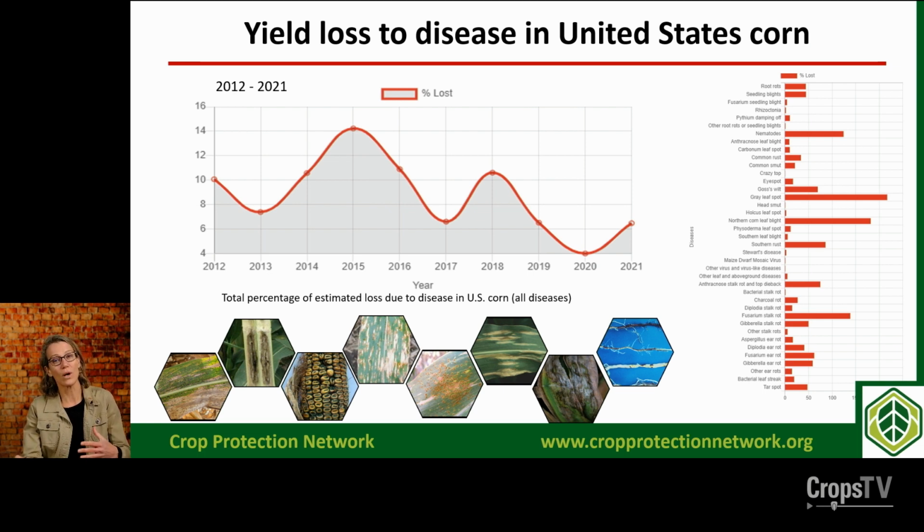And that, of course, all comes back to the disease triangle. But some of the most important diseases that we'll have is, here we can see gray leaf spot, probably the most important over this period of time that we've been collecting data. We have northern corn leaf blight, also very important. And then right down the bottom here, we have tar spot. And so the goal of this slide is just to make you aware that there are a lot of diseases that cause yield loss on corn, and that tar spot is just one of those diseases.